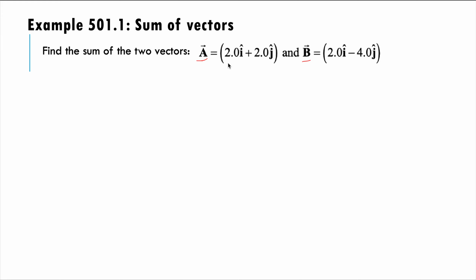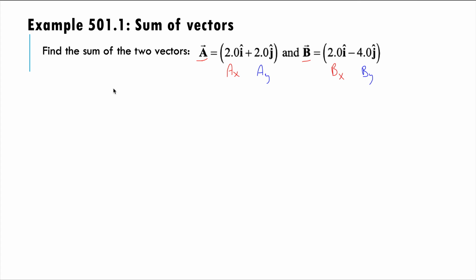So we can write down what the components are. Whatever's in front of i hat is the x component, so ax here and bx here, and whatever is in front of j hat is the y component. So we have ay in front of j here and by in front of j.